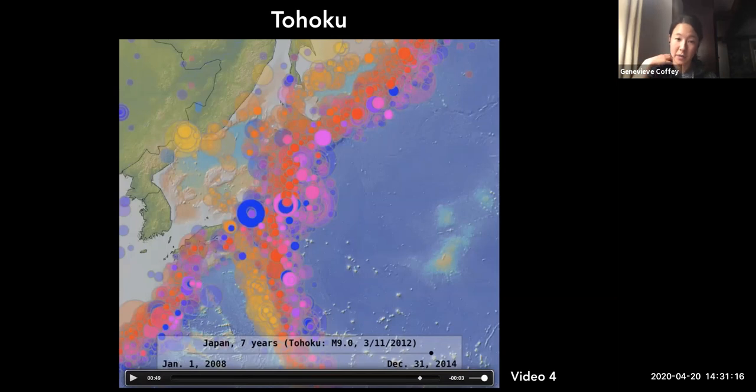And this is the case here because we have four different tectonic plates interacting. And so that gives us lots of area for these plates to catch on each other and build up strain and release these earthquakes.